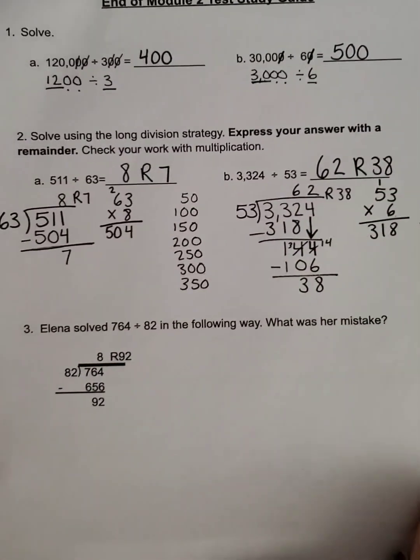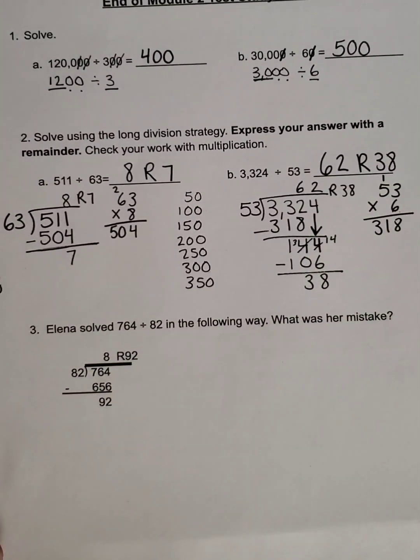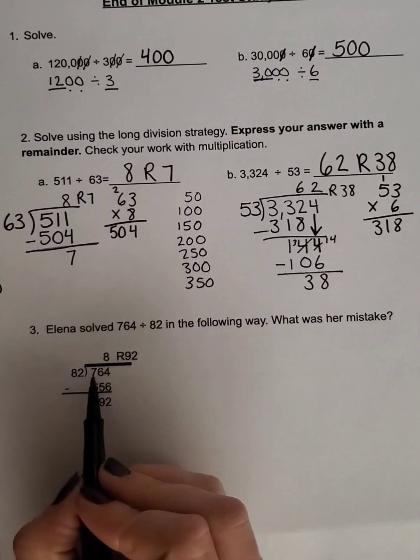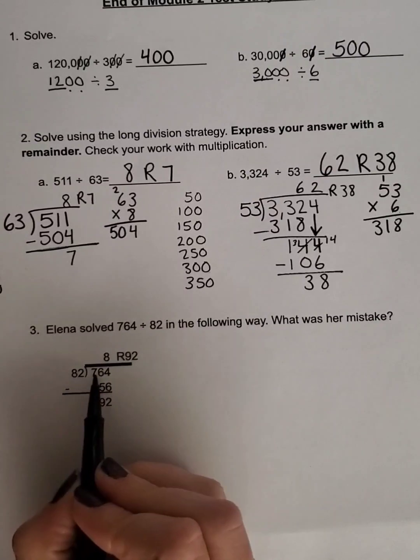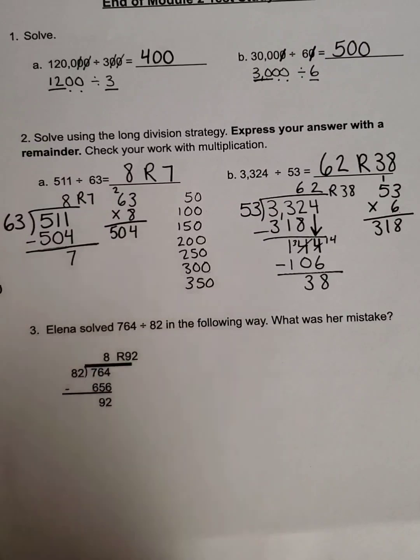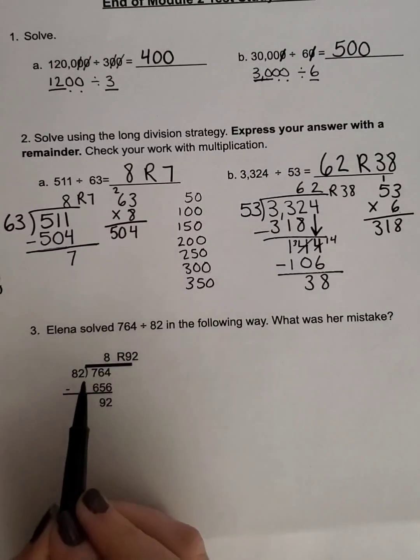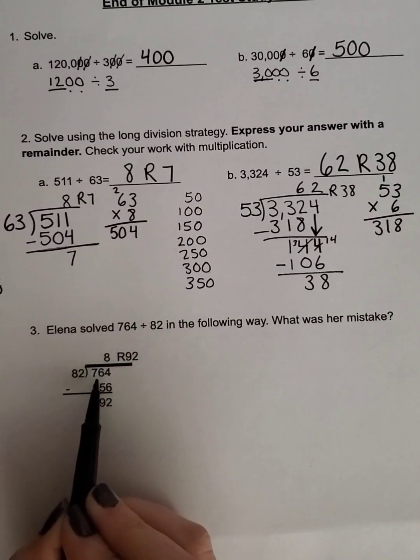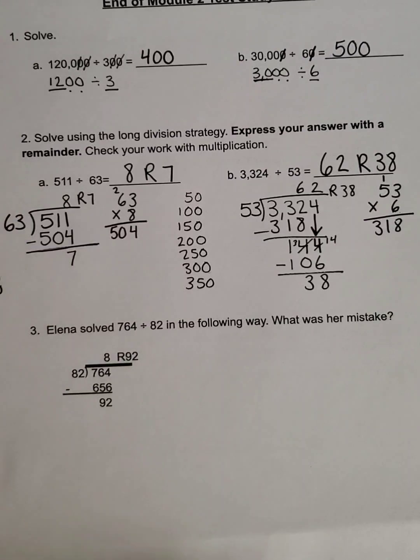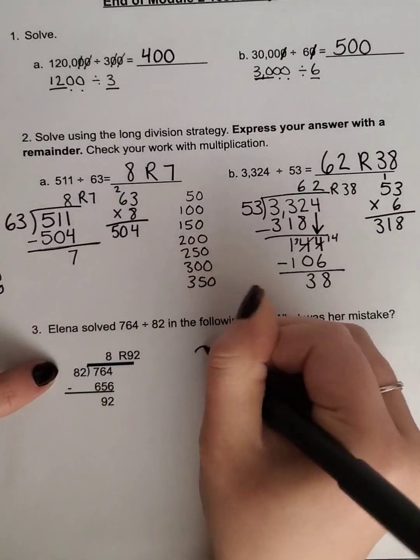Okay. Down here it says Elena solved 764 divided by 82 in the following way. What was her mistake? Well, I would sit here and figure out step by step what I would do. Can 82 go into 7? No. Can 82 go into 76? No. So far it's okay that she left those blank because I know that's just zeros. It says 82 can go into 764 8 times. Well, I'm going to check her work right now.